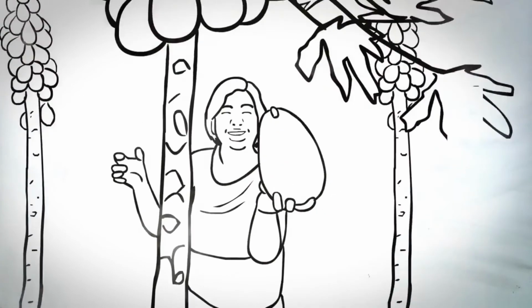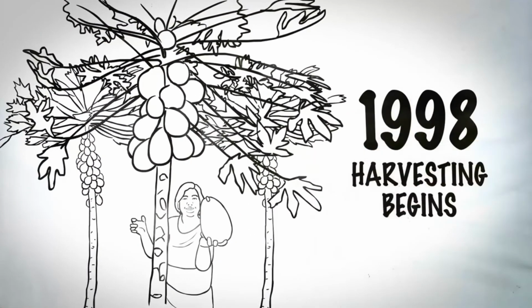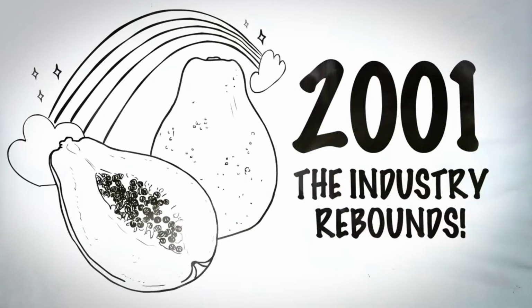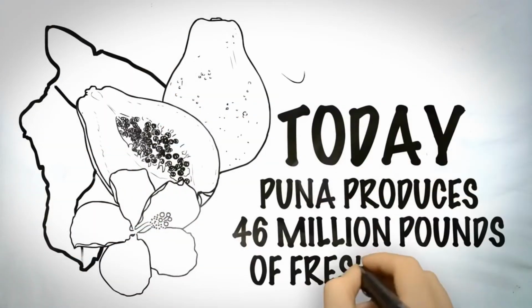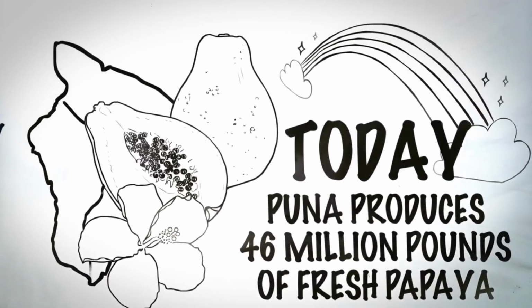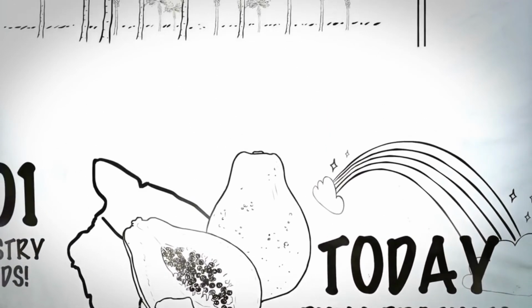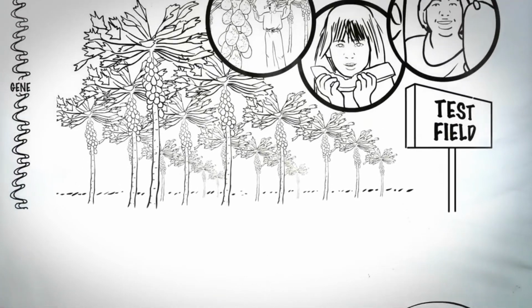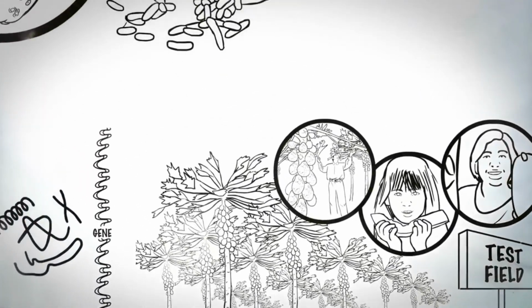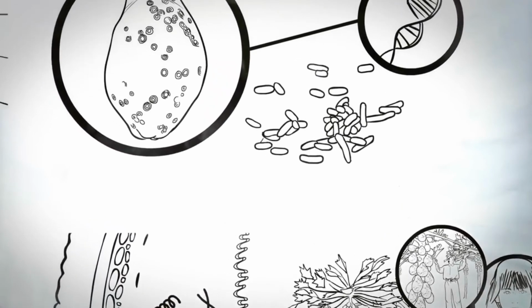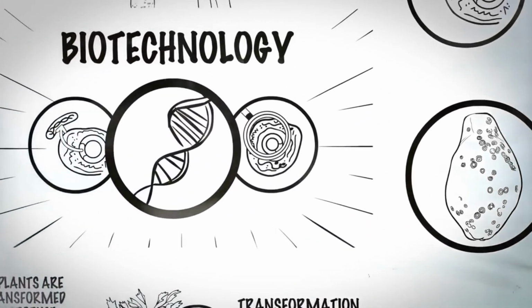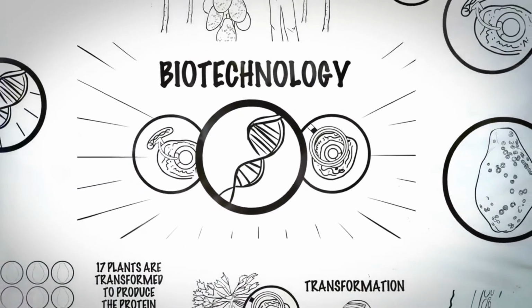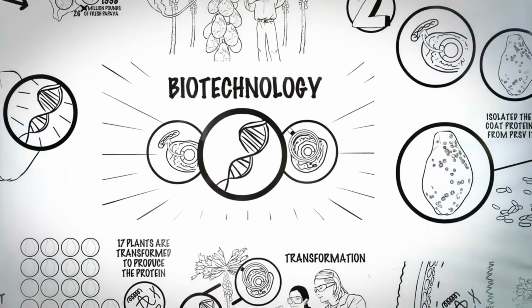The result? The harvesting of the new PRSV-resistant papaya began in 1998, and by 2001, the industry had rebounded, producing 46 million pounds of fresh papaya, free of PRSV. This kept the vibrant papaya industry alive in Hawaii and ensured consumers had access to high-quality papaya and papaya juice at a reasonable cost. Genetic engineering allowed the introduction of PRSV resistance without altering other traits of the papaya or changing the plants in other ways. The plants were exactly the same in nutrition and safety.